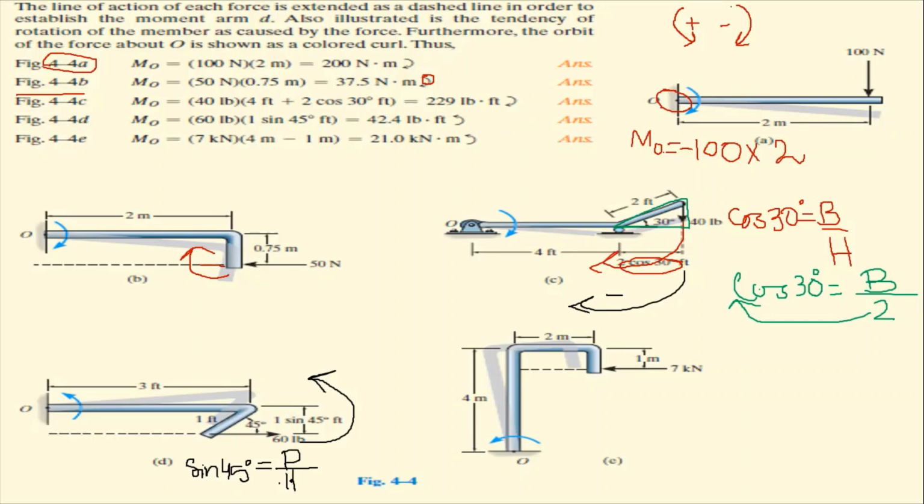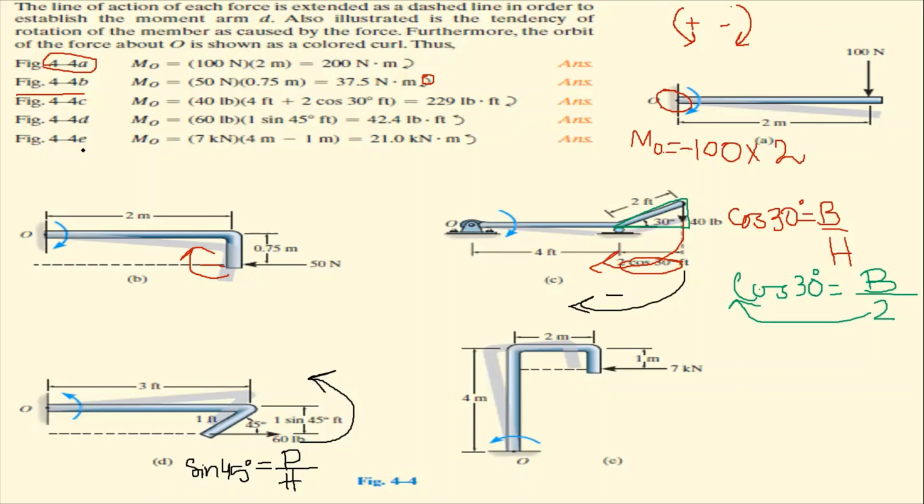So what will happen? We will put 1 foot here. So 1 multiplied by sine 45 degrees is equal to the perpendicular length. So what we have to do is multiply 60 pounds into 1 sine 45 degrees. So we will get what? We will get the moment here. You can see in the 4-4D, here you can see 60 pound into 1 sine 45 degree foot. It is coming in the anti-clockwise direction, so now it is positive.